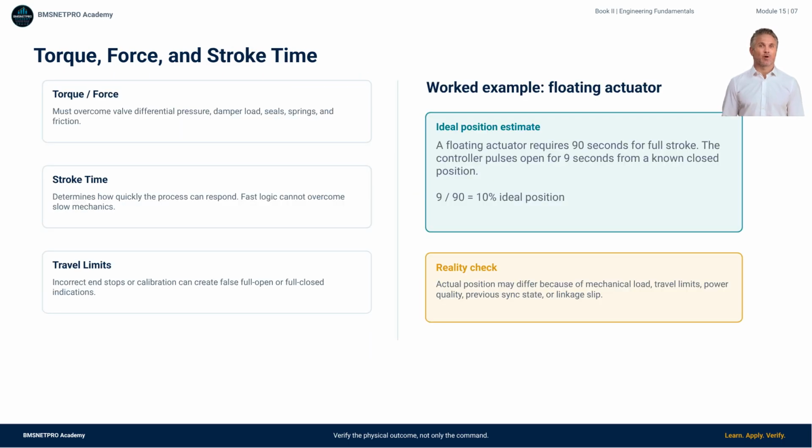An actuator is not only a signal device. It must produce enough torque or force to move the connected valve, damper, spring, seal, or linkage under actual differential conditions. Stroke time also matters. A valve that takes 90 seconds to move cannot correct a process in 5 seconds, no matter how aggressive the control loop is. In the worked example, a 9-second pulse on a 90-second floating actuator suggests 10% ideal movement. But actual position may differ because of load, travel limits, loss of synchronization, or mechanical slip.